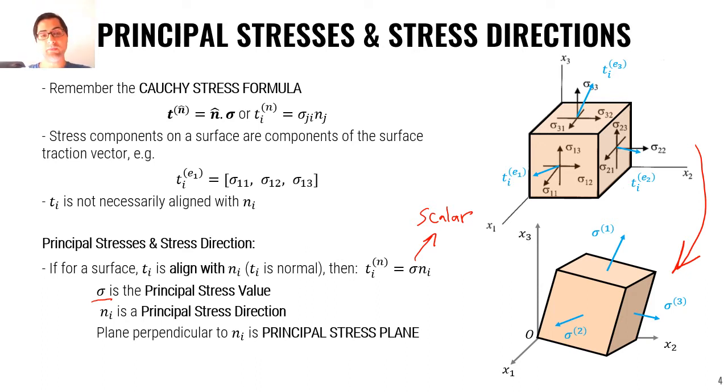And the plane perpendicular to N is the principal stress plane. So you see that we rotated the cubic element, and we ended up with principal stress planes with principal stress directions on which we get only normal stresses, and we call those normal stress values principal stress values. At the same point, only normal stresses act on a principal plane, so there is no shear.